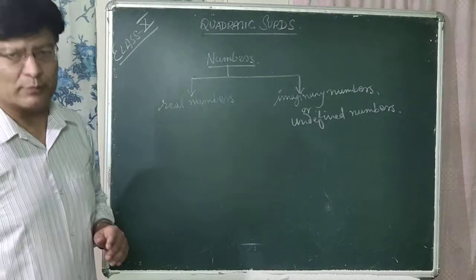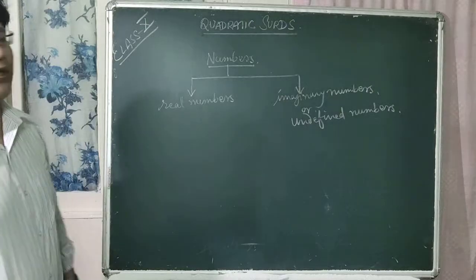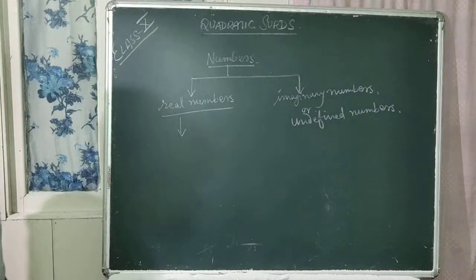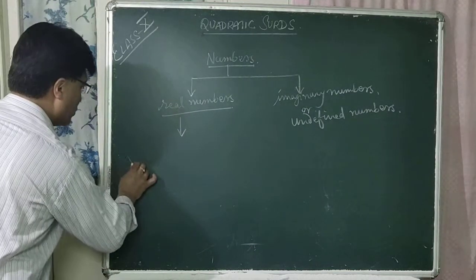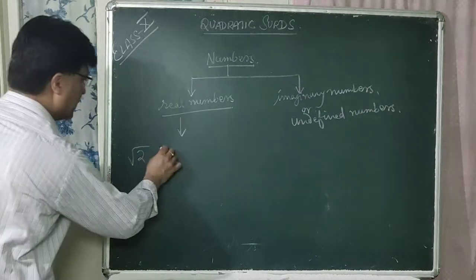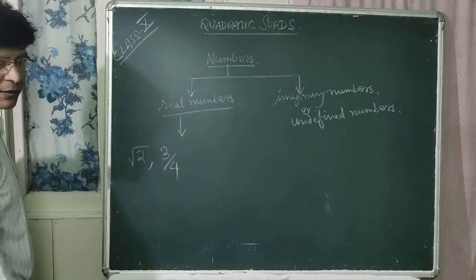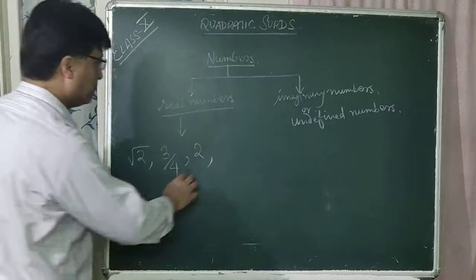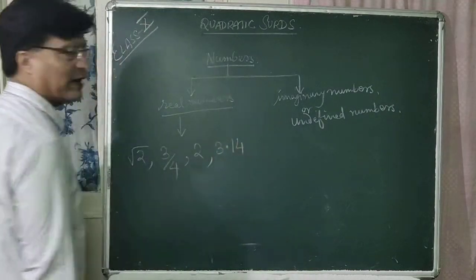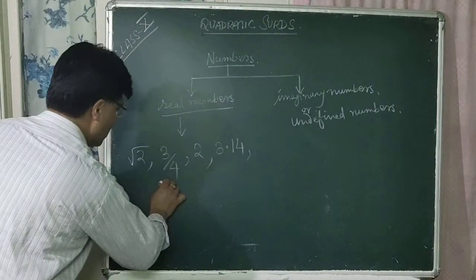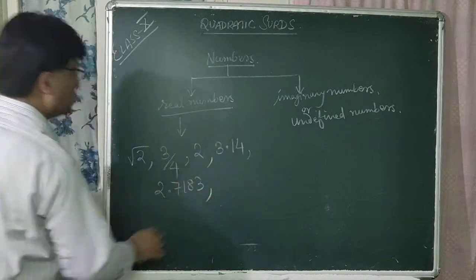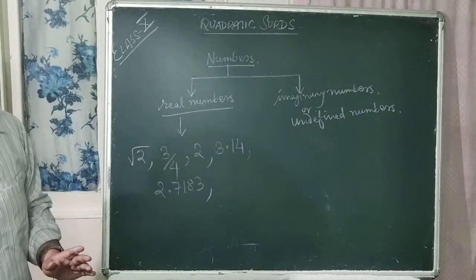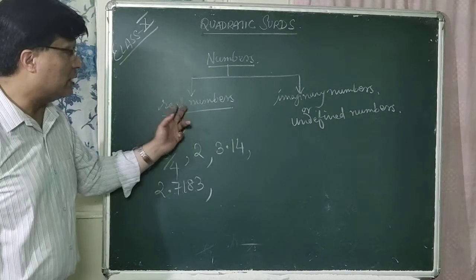So real numbers, what are real numbers? Real numbers are those numbers which are defined numbers, like root over 2 is a defined number, 3/4 is a defined number, right? 2 is a defined number, like that. 3.14 is a defined number, right? 2.7183 is also a defined number, etc. So these types of numbers are known as defined numbers, or real numbers.